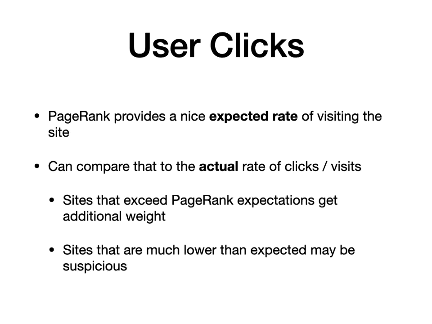Another useful tool in the kit is that we can just use, are people actually clicking these links, right? So PageRank provides this expected rate of visiting the site, right? On a random walk, an accidental stumbling through the internet, how likely am I to hit this website? Compared to the actual rate of clicks, which something like Google can keep track of, of course, how many people have used this link. So that's great.